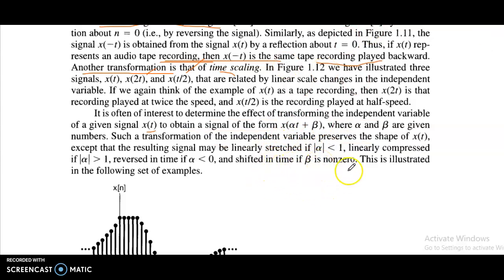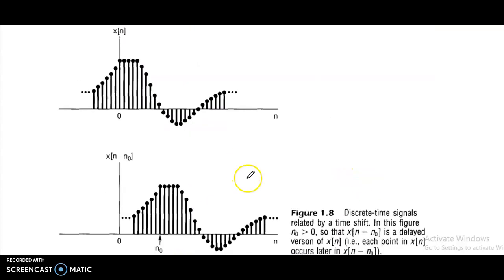mod alpha is less than 1. Linearly compressed if mod alpha is greater than 1. Reversed in time if alpha is less than 0. Shifted in time if beta is non-zero. This is illustrated in the following examples.